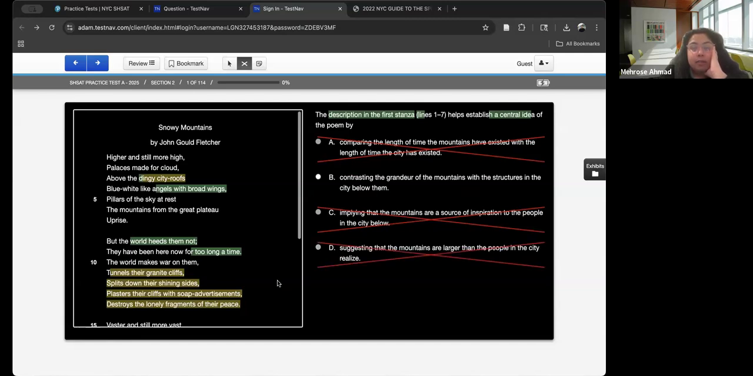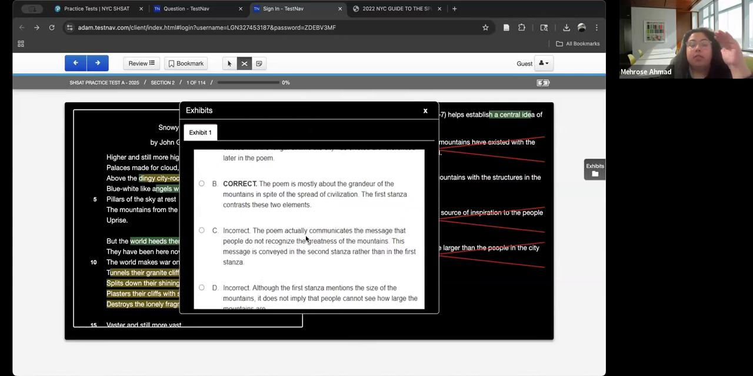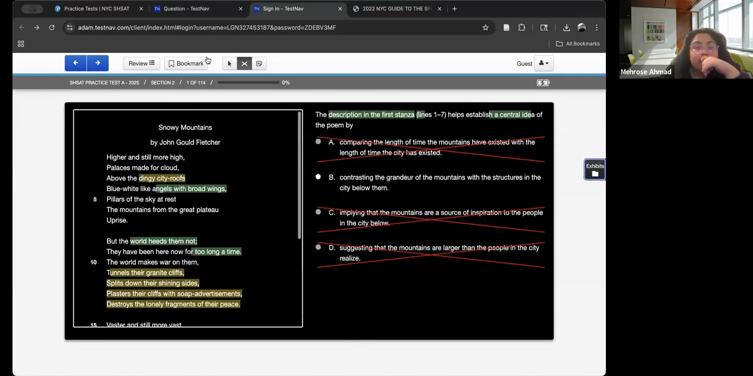So the best answer is B, as some students said in the chat. And let's just double check. Yes, the answer key says it's B. And again, it's very important to understand why every choice is wrong. Okay.